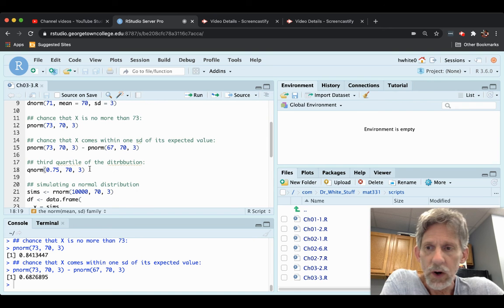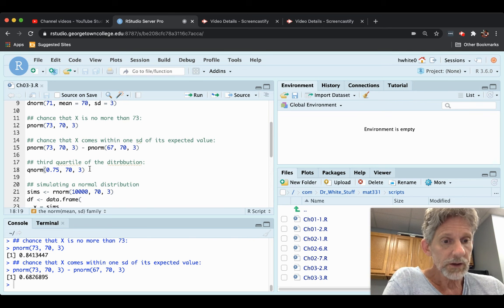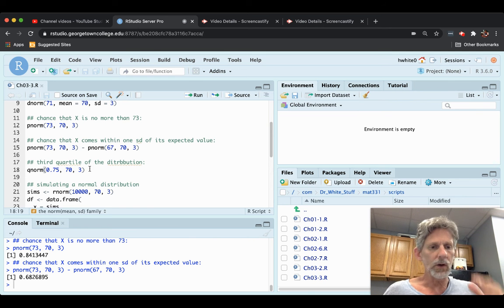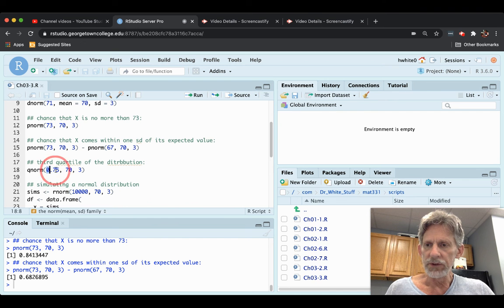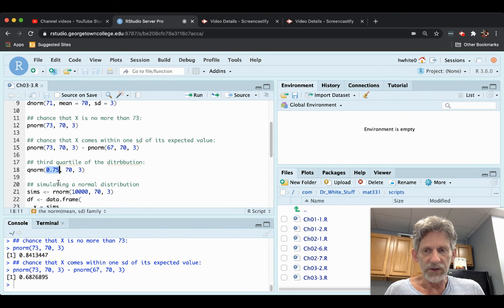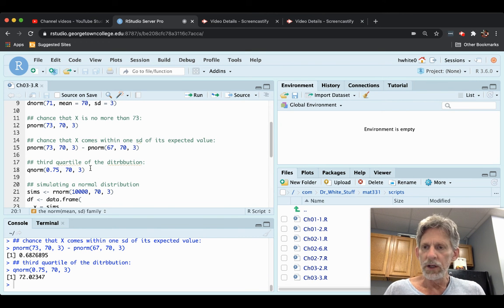If you need quantiles, if you need percentiles, then they're called quantiles in our world. And so there's qnorm. All you do is you put your desired percentile, like say if you need the 3rd quartile, the 75th percentile, put in 0.75 as a decimal, and then specify your mean and your SD, and off you go.